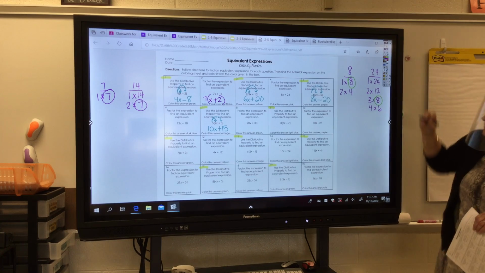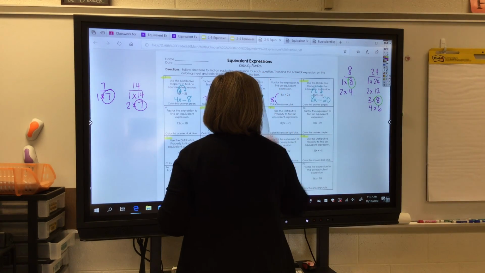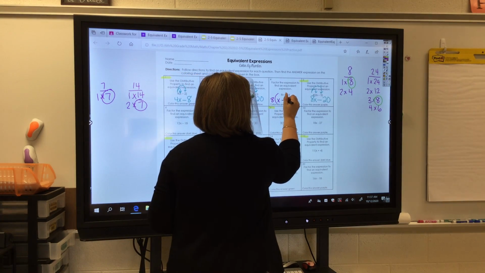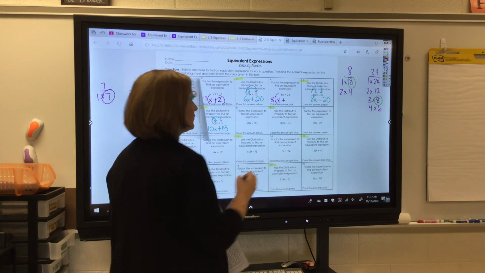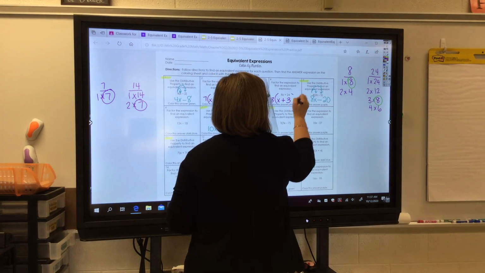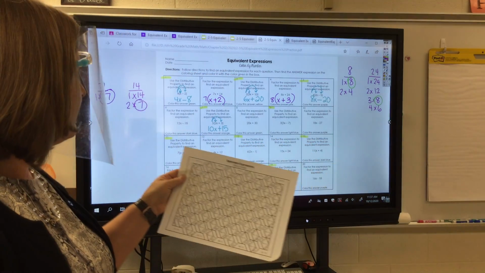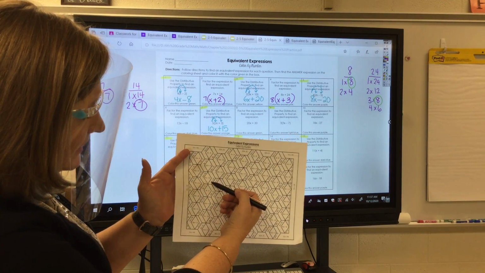So let's do that. 8 times what is 8? 1. So I'm just going to be left with an x. 8 times what is 24? 3. Is that an answer choice on the back? Most likely. Right here. 8x plus 20.